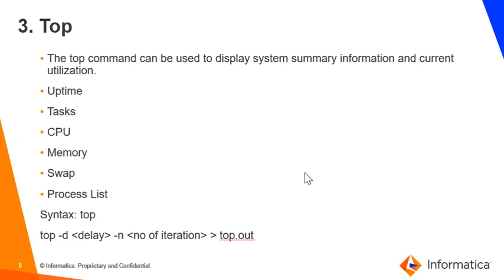We can also run the top command with some options and save the output to a file. For example, here you can see that we can use the option top -d, which is for delay, and -n is for number of iterations, and redirect the output to top.out. When we run this command, it will collect top output. For example, if we give a delay of 30 seconds and number of iterations as 2, the top output will be collected twice at an interval of 30 seconds, and it will be stored in top.out. We will see the output in the next slide.